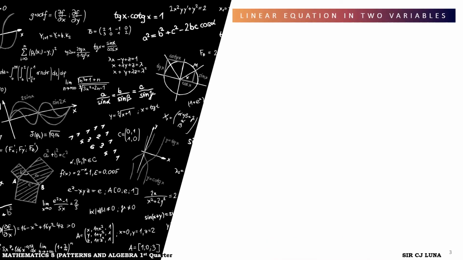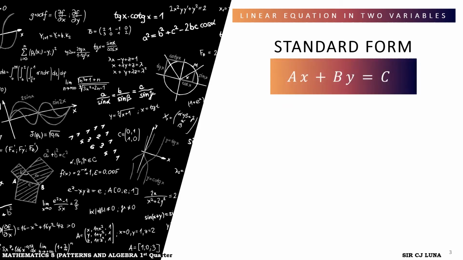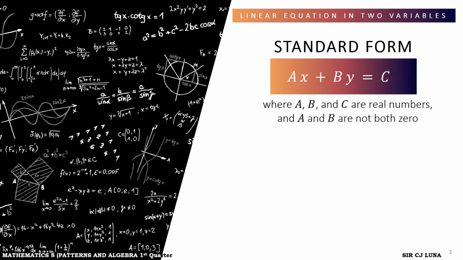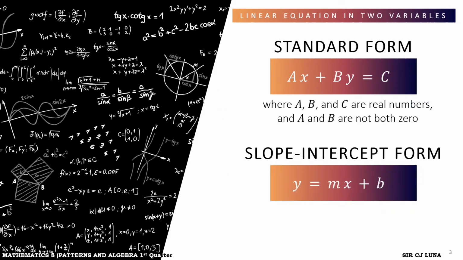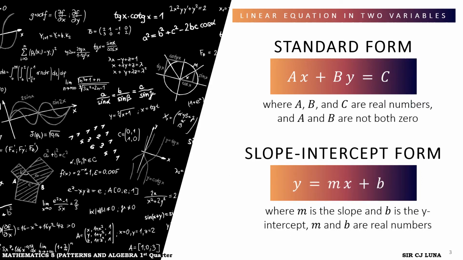You have learned in our previous video lesson that the standard form of a linear equation in two variables is written as ax plus by equals c, where a, b, and c are real numbers and a and b are not both zero. Also, the slope-intercept form of the equation of a line is written in the form y equals mx plus b, where m is the slope and b is the y-intercept. M and b are real numbers.